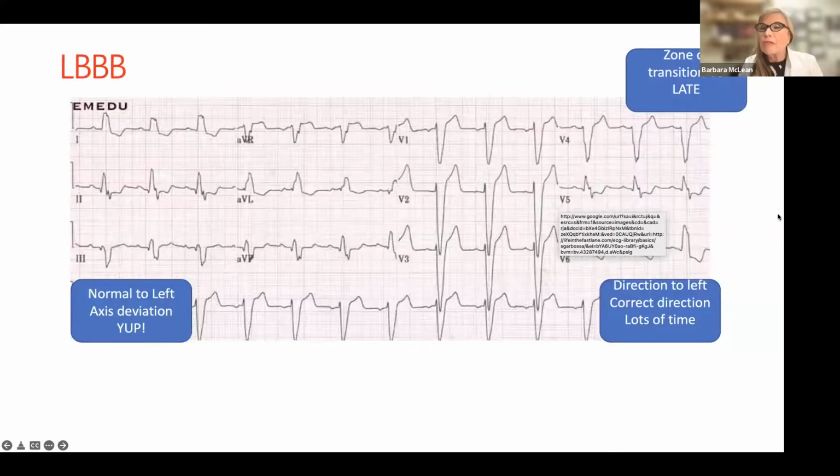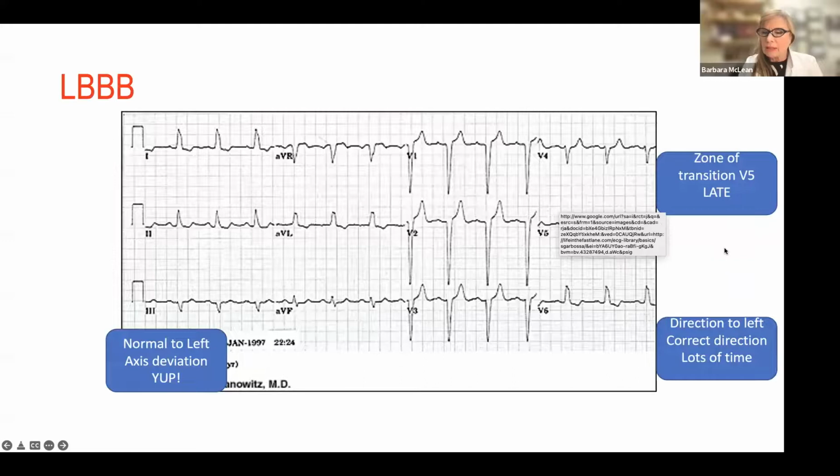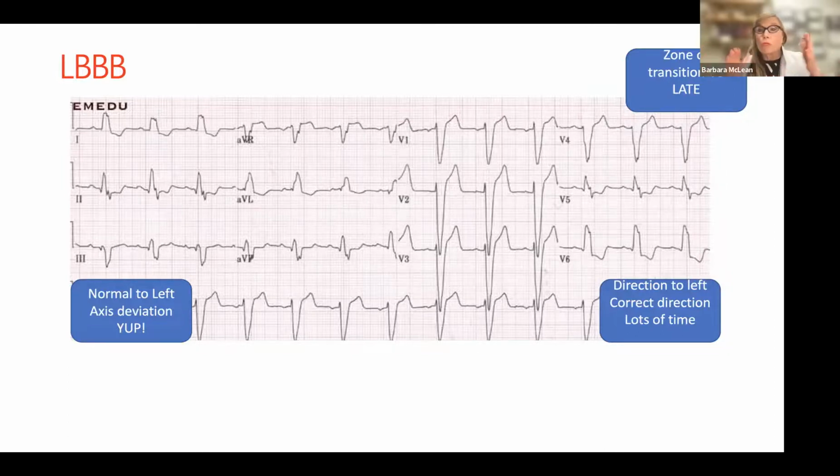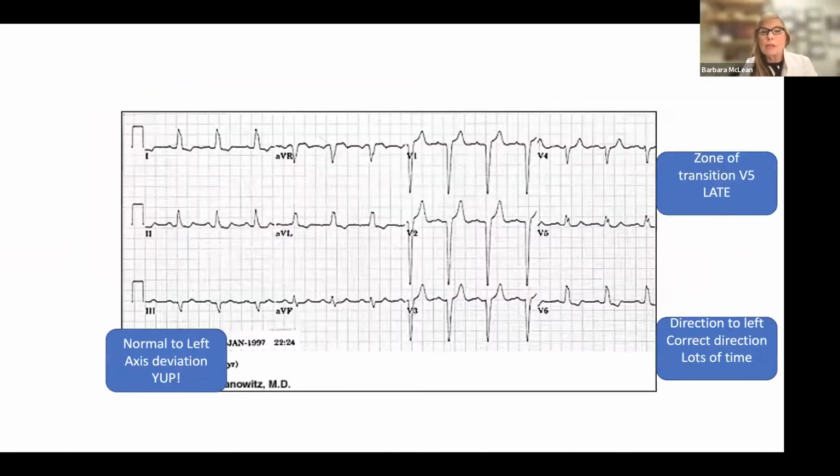When I get to V5, I see that it's upright and wide. So direction is normal, but it took lots of time. And I actually see this pulling down of my ST segment. So this is actually more than just a left bundle. We're going to come back to that in just a minute.